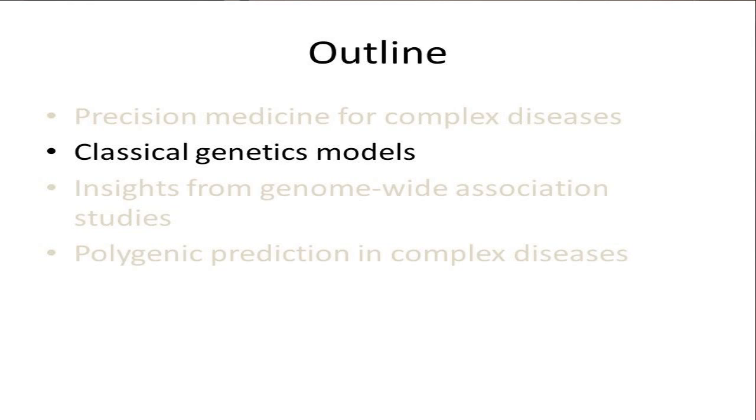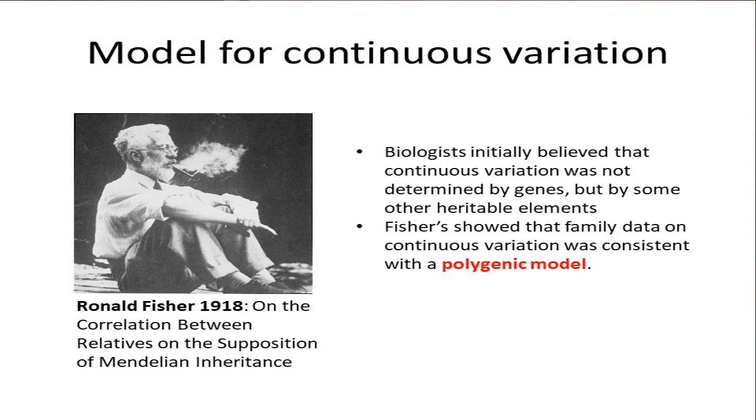The second part of my talk is to introduce the classical genetic models, which were developed for continuous variation such as height, weight, and other measures that are quantitatively variable. It was originally developed by Ronald Fisher, who showed that the family data on continuous variation was consistent with a polygenic model, whereas previously biologists had debated whether continuous variation had some other kind of determination rather than genes. Fisher's work showed that continuous variation was consistent with a polygenic model, that there are multiple genes involved.